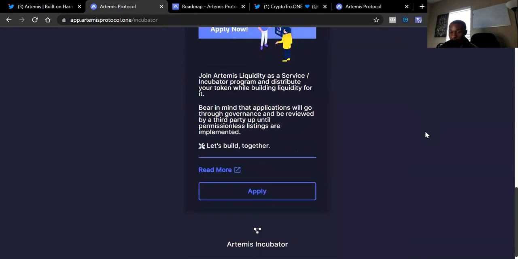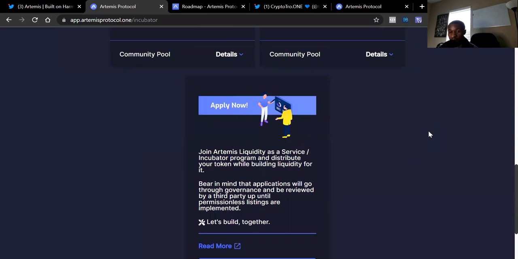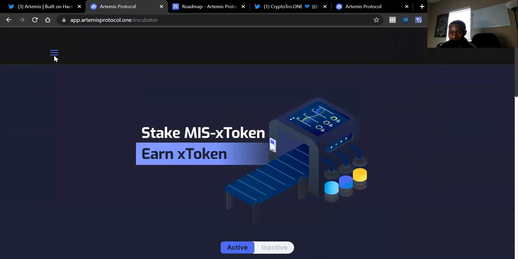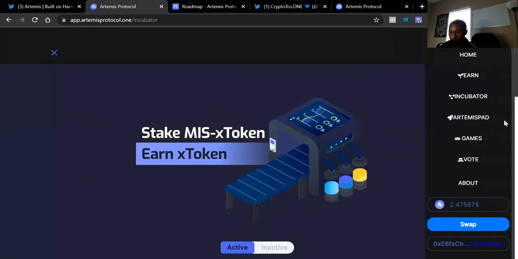But if you have a project, you can also apply and just build liquidity for your token. So that's another major game changer in my personal opinion.